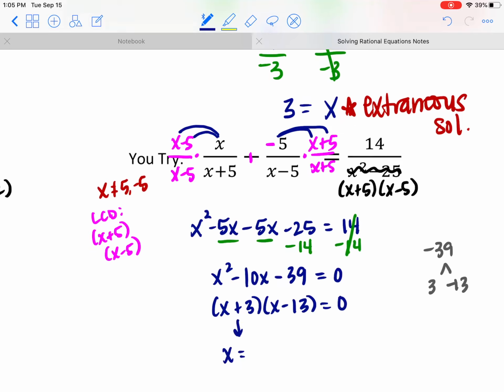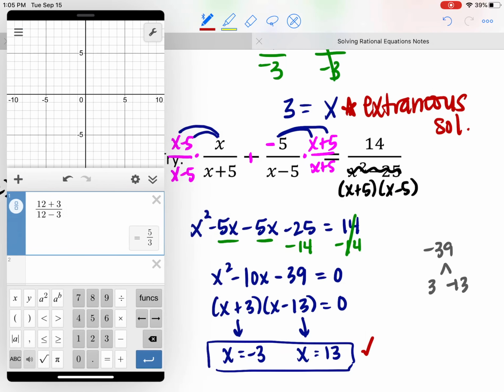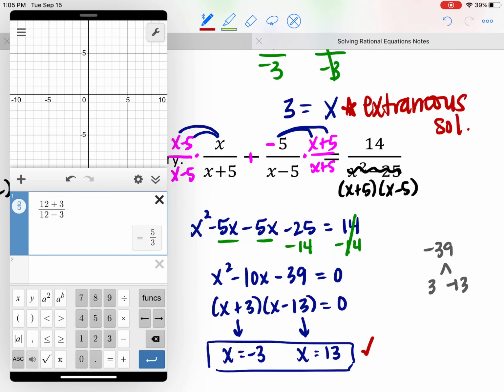We see here that x is going to be negative 3, and we see here that x is going to be positive 13. And neither of those is a restriction, so we're going to keep both of those as valid solutions. Okay? And there's that. Now, I just want to reinforce again, and I wouldn't do this every time, but if you want to check your work and make sure that your solutions are in fact valid, remember you could plug them in. So I'm going to go ahead and just verify my two solutions here.